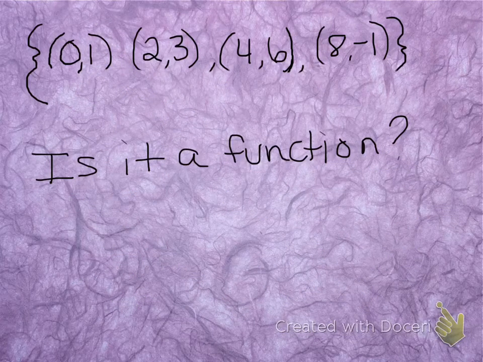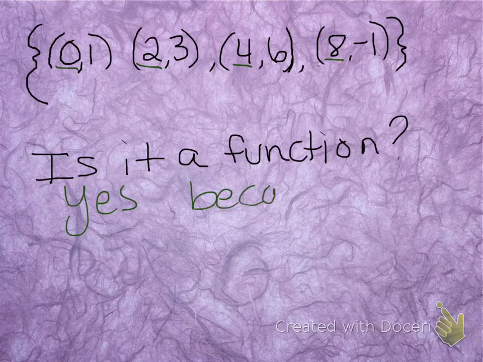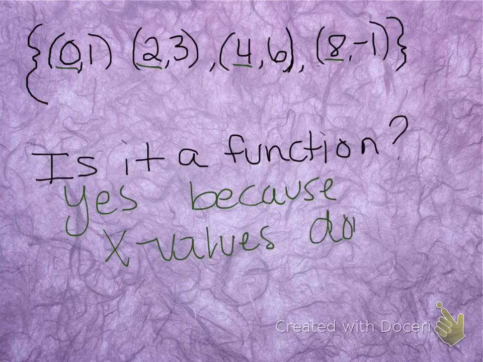All right, in order to determine whether a relationship is a function, you can also use a set of points. Okay, in order to do this, you just want to make sure your x values never repeat. So we have our x values are 0, 2, 4, and 8. So in this case, yes, it is a function because x values don't repeat.